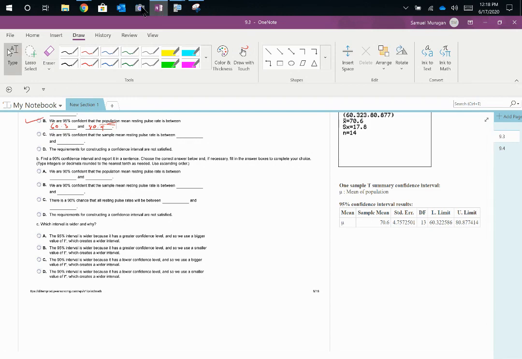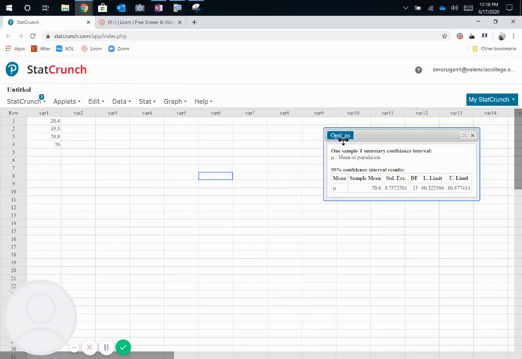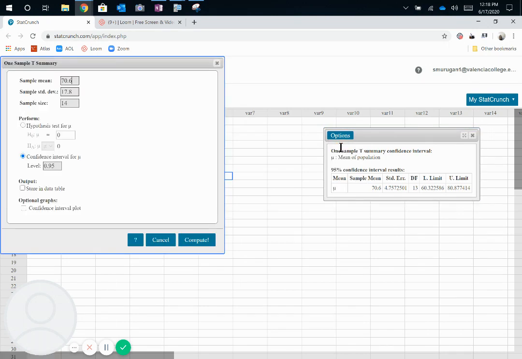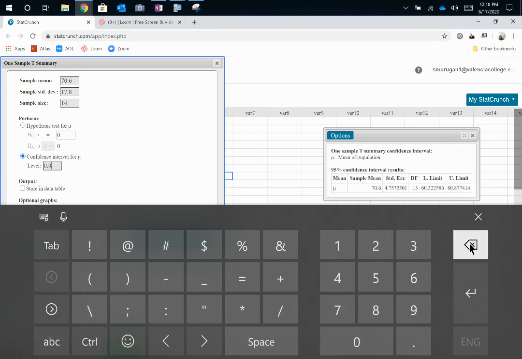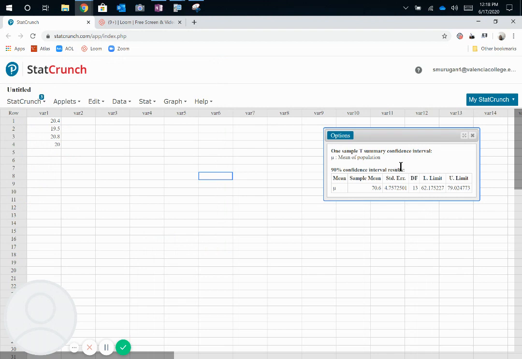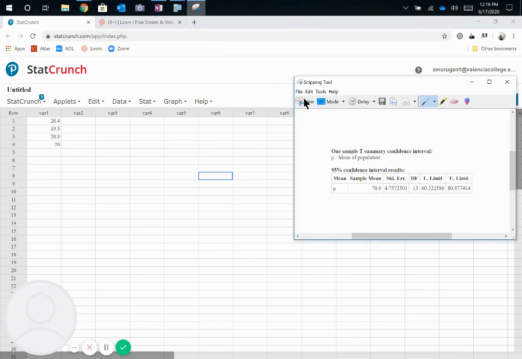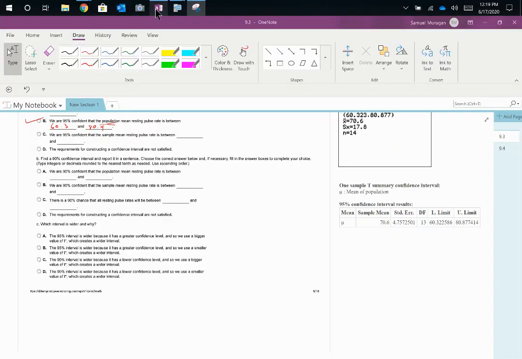Okay, so let's go back to the StatCrunch program, options, and we're going to edit it, and for the confidence level, we're going to change it to 90%. And compute it, and copy it and paste it. So a 90% confidence interval.